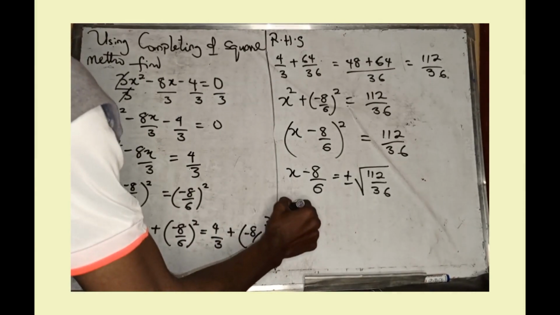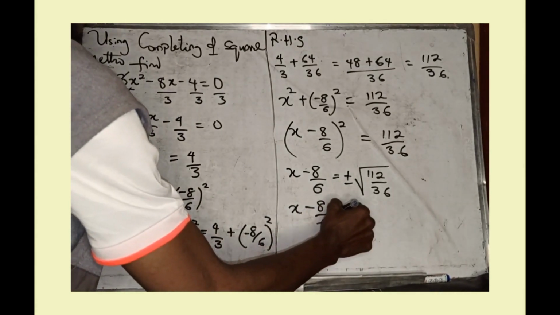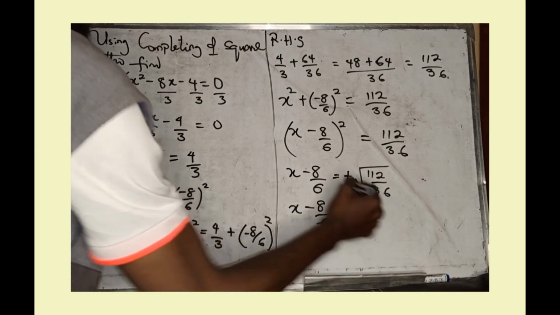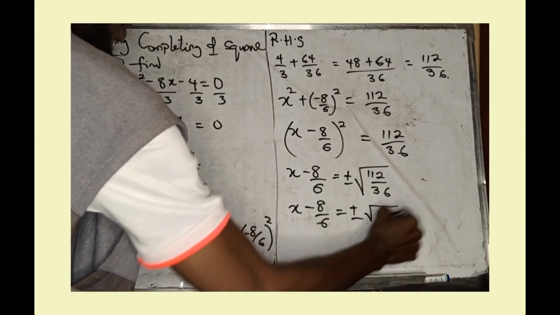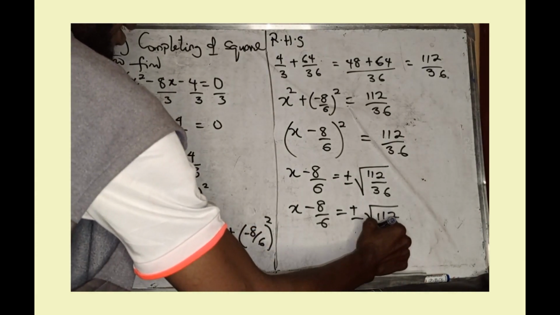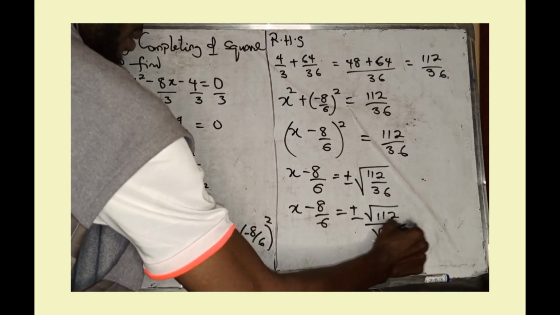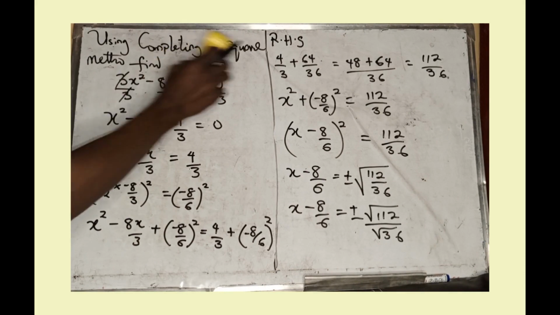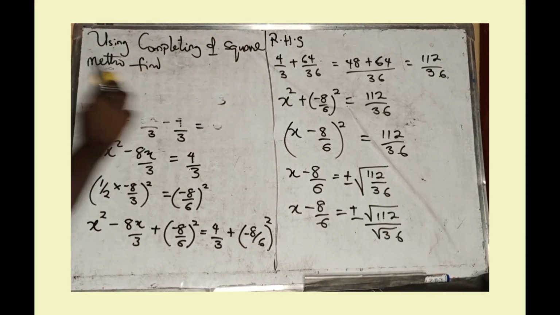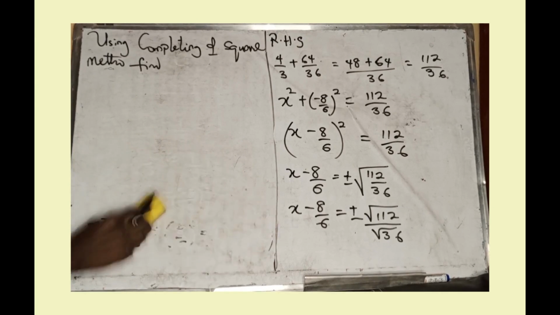So this becomes (x minus 8) divided by 6 is equal to plus or minus. Okay, this can still be written as the root of 112 over the root of 36. And 36 here, let me just still break some things down for the sake of some persons. Okay, now I can claim this place at this juncture. Let me wipe off this place.